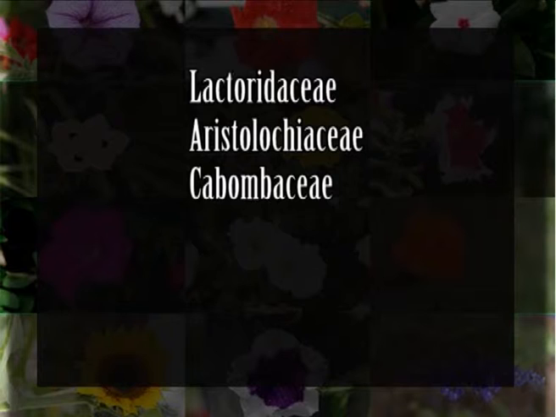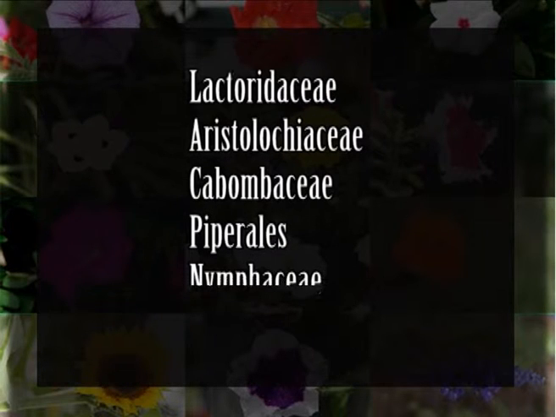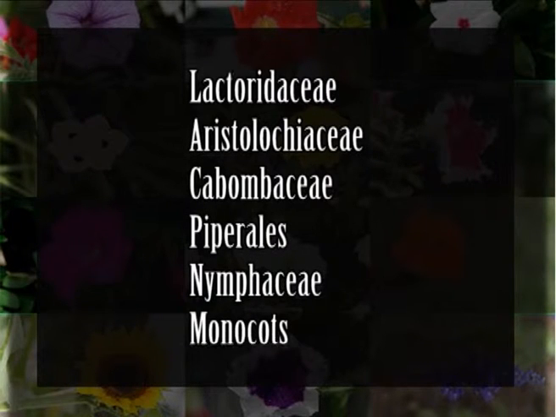The term Paleoherb was first used by Donoghue and Doyle in 1989 for a group of derivatives of magnoliids having anomocytic stomata, two whorls of perianth and trimerous flowers, including Lactoridaceae, Aristolochiaceae, Cabombaceae, Piperales, Nymphaeaceae and monocots.